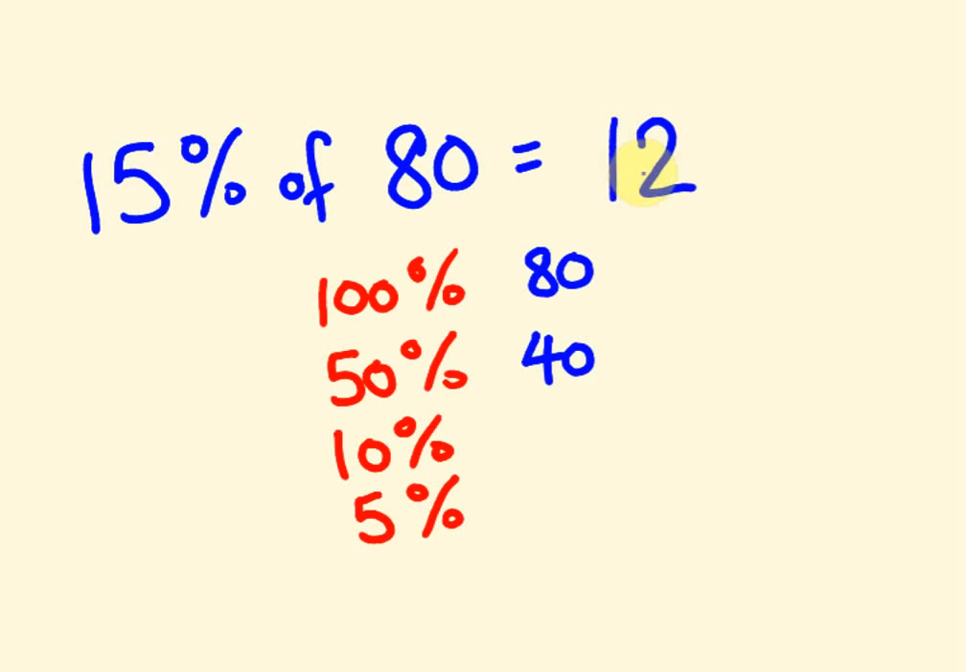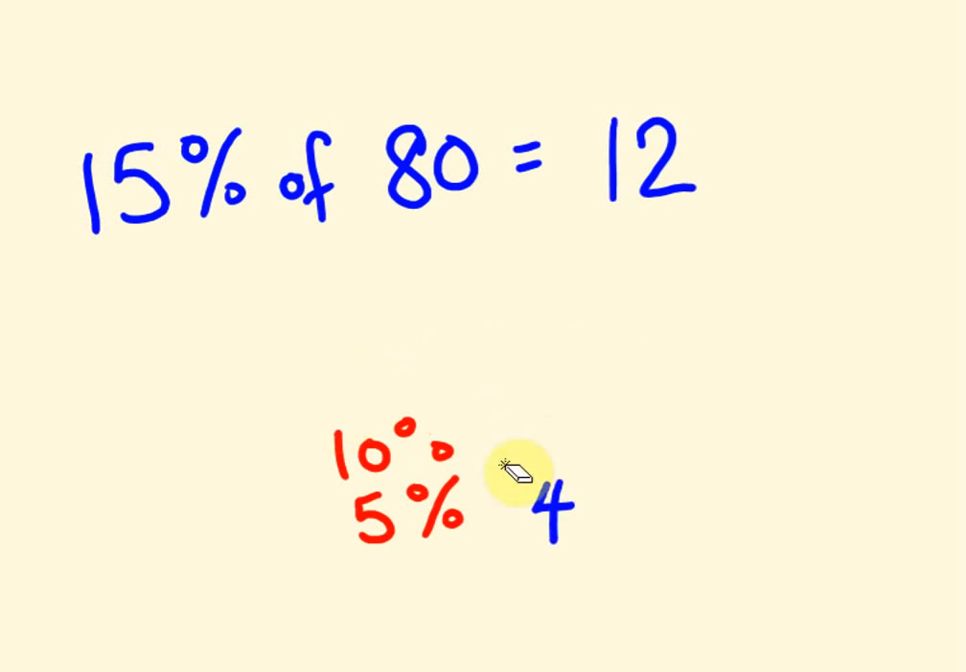Hopefully you get that idea? So for 10%, we just divide the number by 10. So 10% of 80 is 8. 5% of a number is just half of 10%. So 5% here would be 4. Now, we're just going to use this idea in this video today. So remember those, these are what you need to know for working out these numbers.